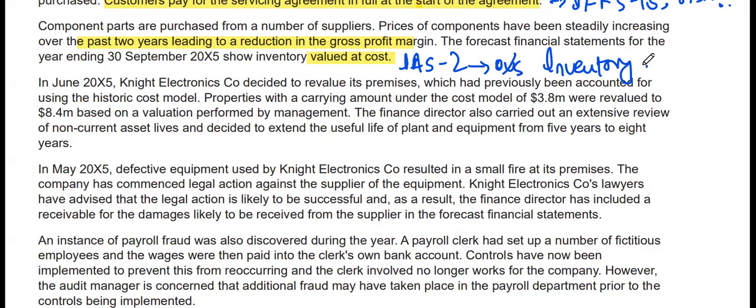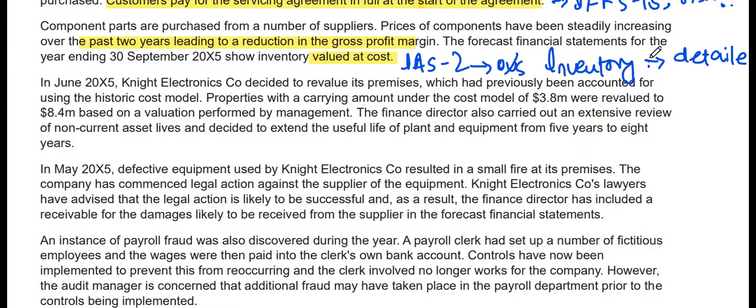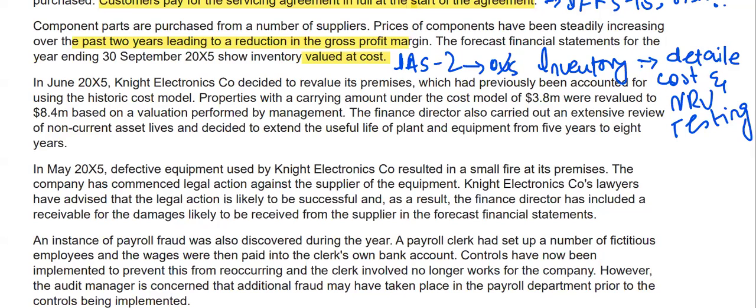Okay, so what should be the response here? For the auditor's response, you should write that the auditor should perform detailed cost and NRV testing, in order to make sure that inventory is valued at the lower of cost or NRV. They can also review the aged inventory report to assess whether they should write down the inventory or not.